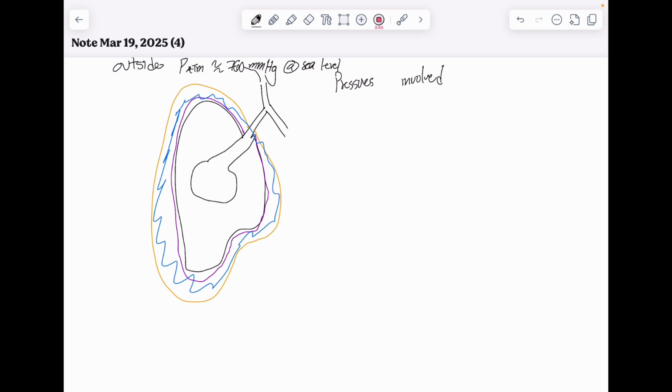Let's draw that right here, PATM, because it's easy to draw out. It's going to be about 760 millimeters of mercury. We have the intrapleural pressure, which will be negative. I think Brother Hunt and Brother Shaw called it something different. What was it they called it?